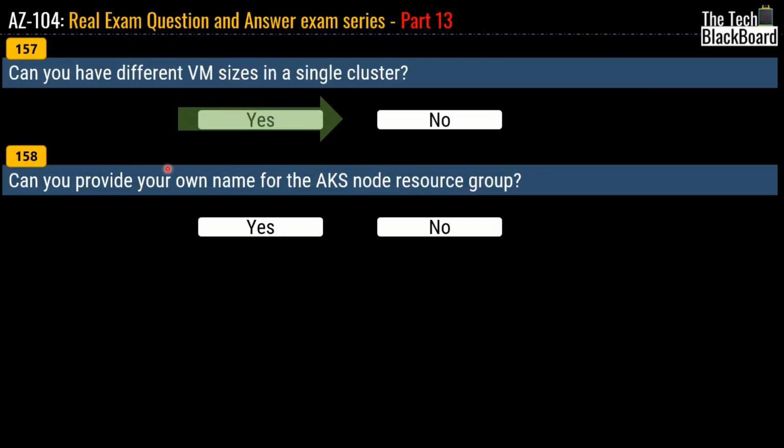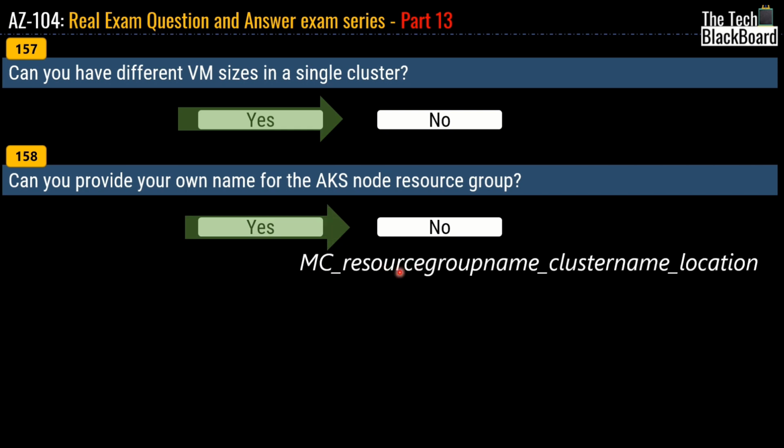Moving on with question number 158, it says, can you provide your own name for the AKS node resource group? And the correct answer for this question is yes. And here I would like to mention that this is the default name that AKS will give to the node resource group. So you can see here, this is your resource group, then you have cluster name and then you have location. However, if you wish to give your own name as asked in the question, you can always go ahead and give your own name.